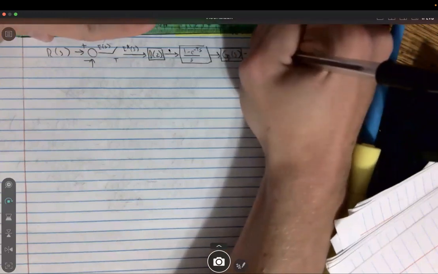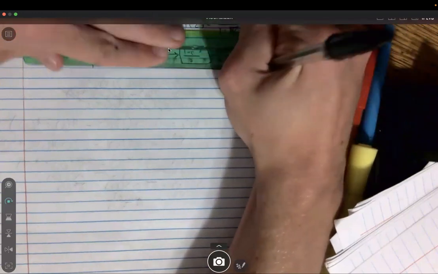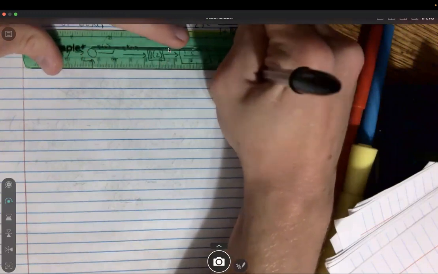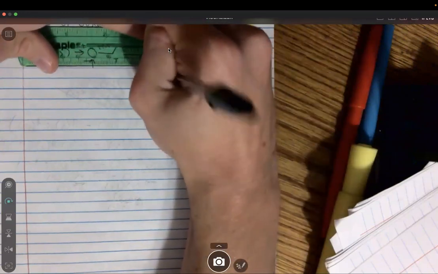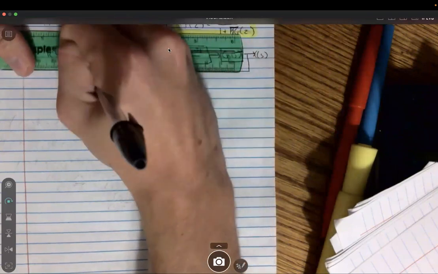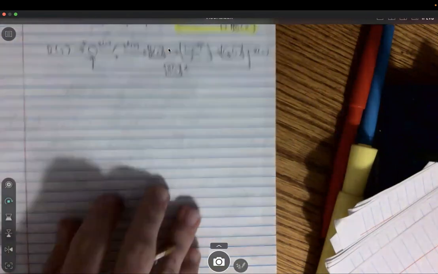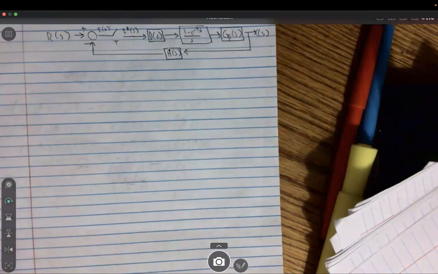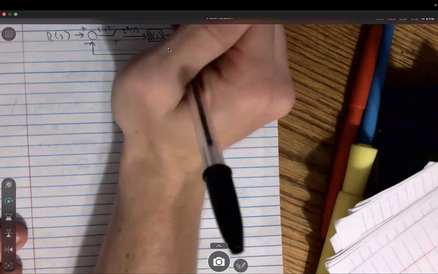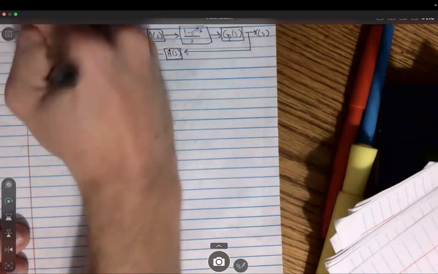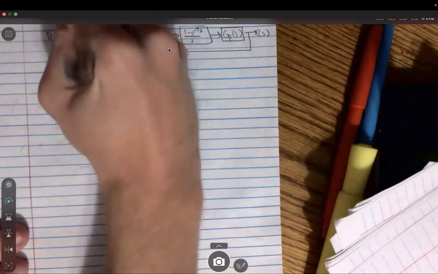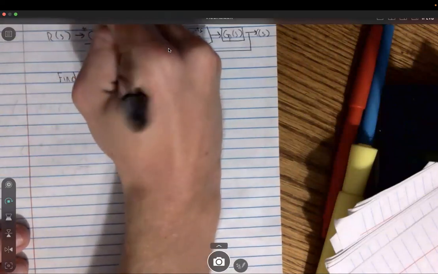Okay. And so from our C of s, it's going to go back. We're going to have our H of s here, and then it's going to feed back to our system. Okay. So what we're going to have here for a design is we need to find the output. We need to find C of s. That's what they want. So find the output, C of s.